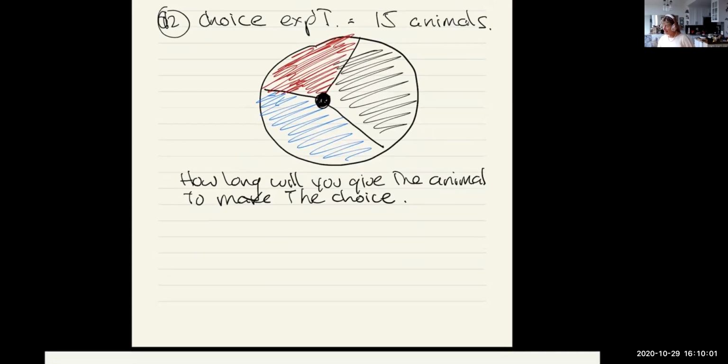So another aspect of a choice experiment, so we're trying to be as random as possible. You should choose your subjects randomly, as randomly as you can. It could be that the animal chooses whichever choice it's faced with first. So if it's facing this way, it'll just choose that one. If it's facing that way, it might just choose that one. So you need to orient the animal in different directions and choose those directions randomly as well.